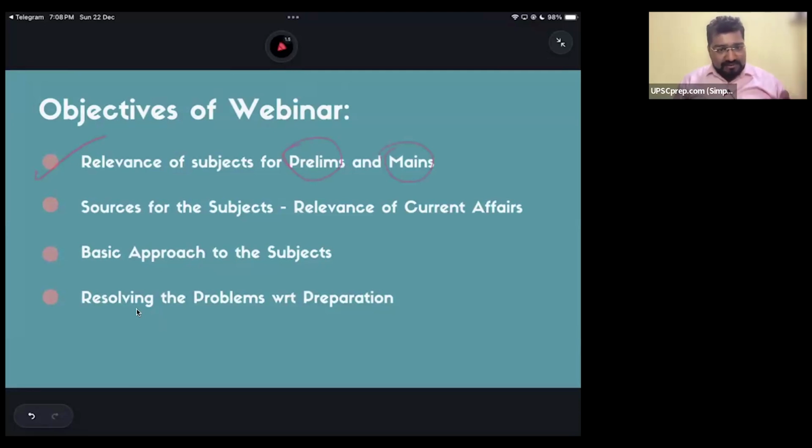First we'll see the relevance of this subject, कि क्या है, कितने marks आते हैं prelims में, mains में, how many questions are coming with respect to ancient, medieval, and art and culture in prelims as well as in mains. Second most important objective is the sources for the subjects.